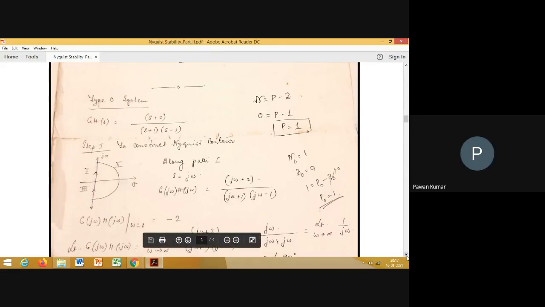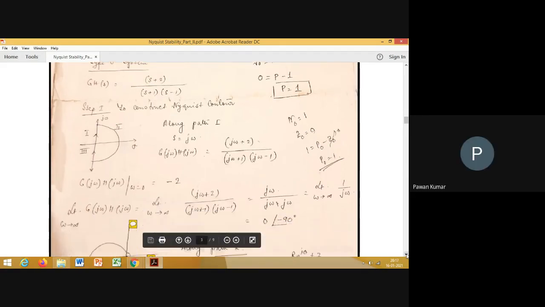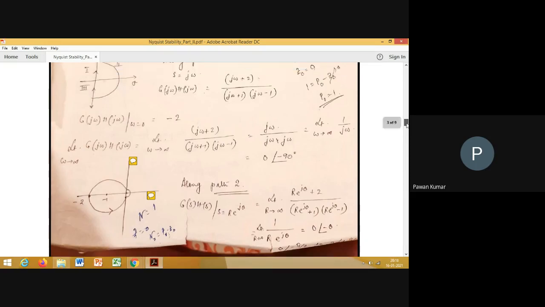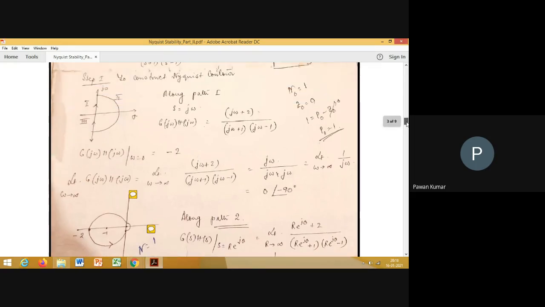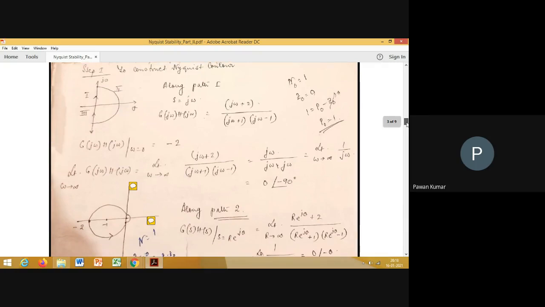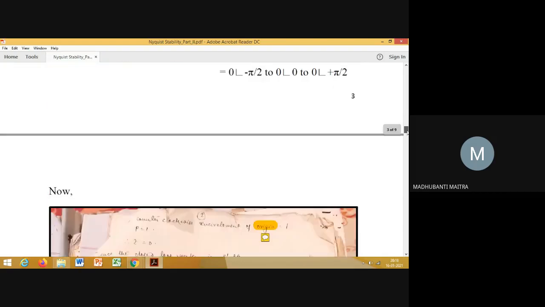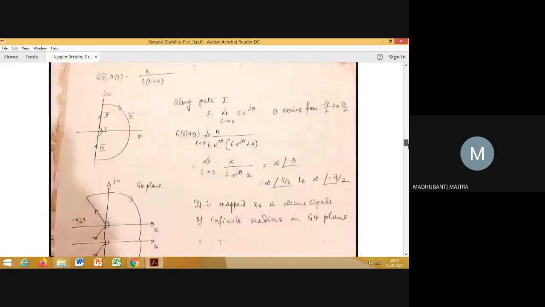But for the closed loop, we have to plot that GH Nyquist contour. Can we check with the GH contour taking the origin as a critical point for the open loop system? Yes, you can. And that is the reason for blowing up this origin.